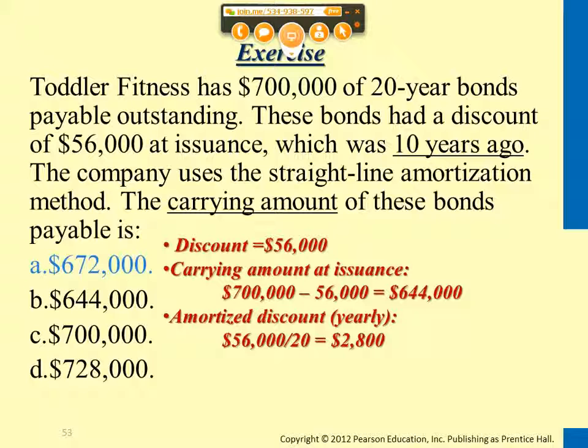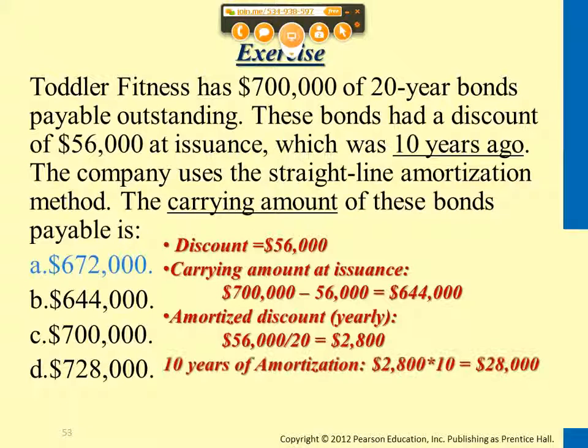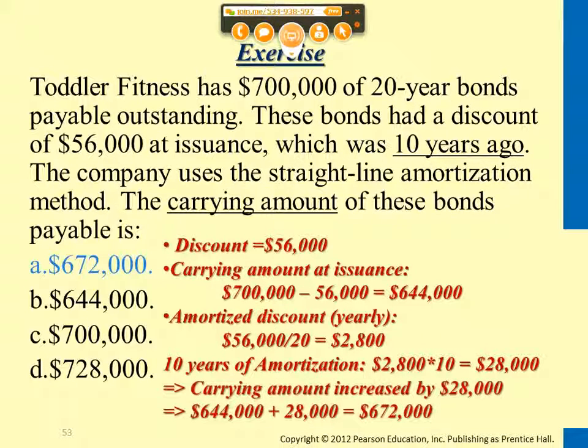So the carrying amount will be gradually increasing to a point that gets closer to the face value of the bond. So after 10 years, the bond's carrying amount will increase by an additional $28,000. You just add that to the original carrying amount.